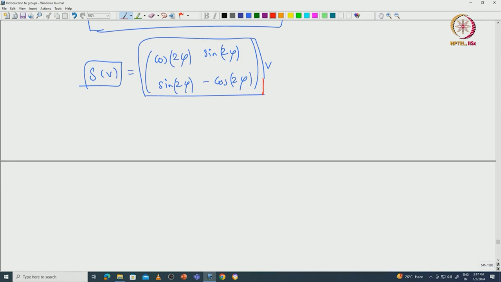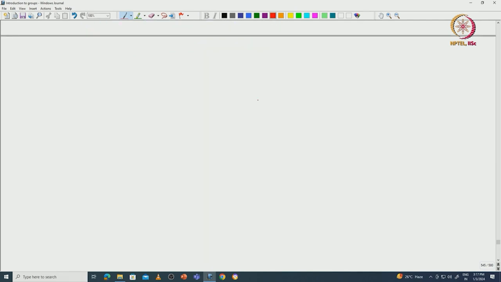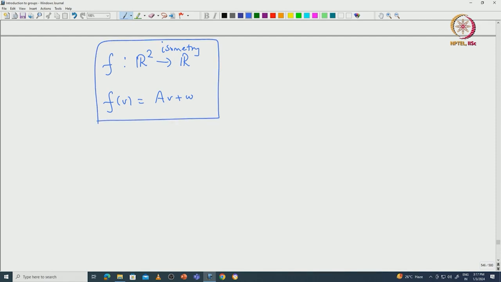So from this, what we have concluded so far: we want to understand general isometries of R2. We already observed that any isometry of R2 looks like f of v equals A v plus w, for some fixed A which is an orthogonal matrix. Now given this data, for various choices of this A and w, we want to conclude what type of isometries we get. So here is the list. Here is the isometry, and then let us see what it corresponds to. Here is the condition.